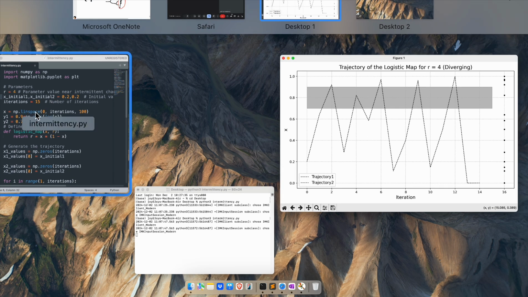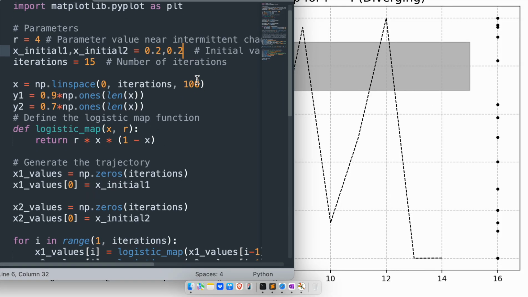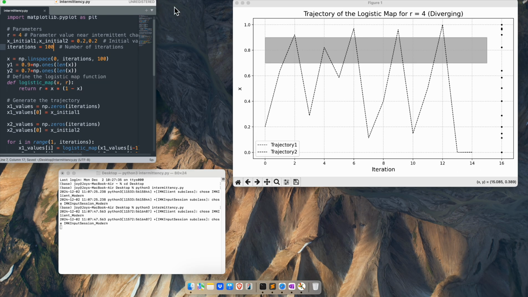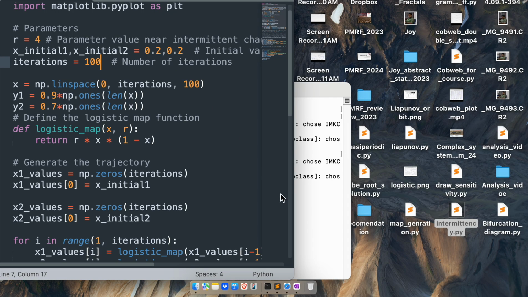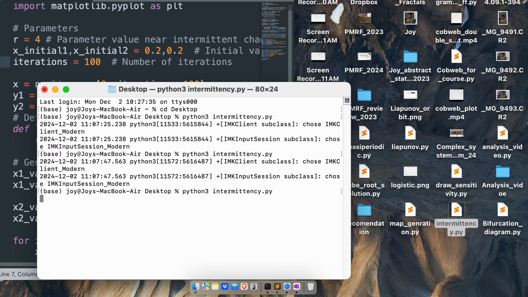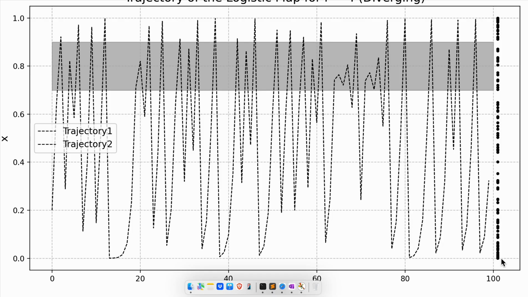Let me show you this. I have taken here 15 iterates. If I say 100 iterates, let's see. You see these become quite dense, and whenever I increase the iterates, it will become denser and denser.